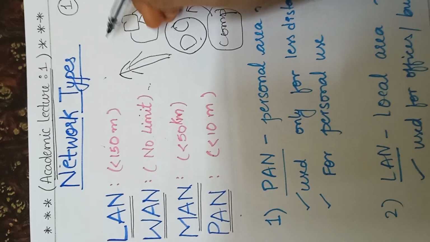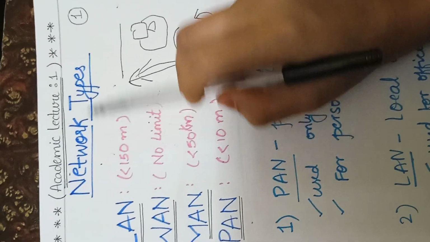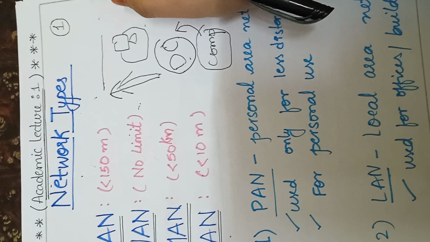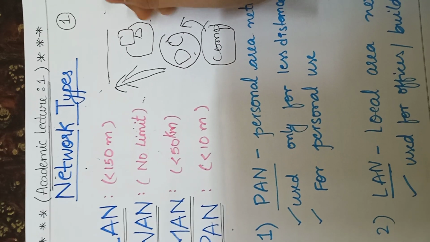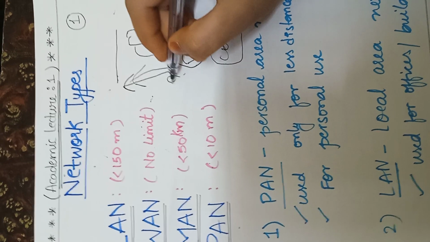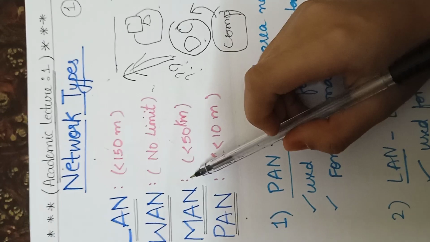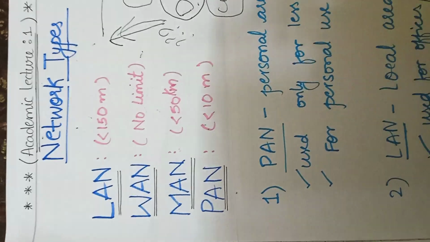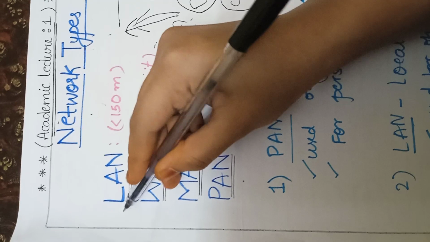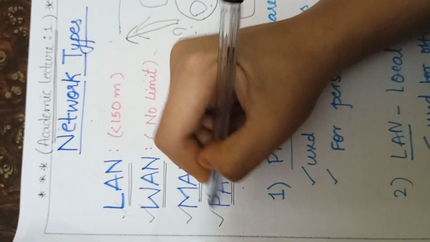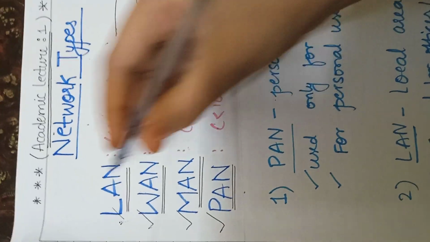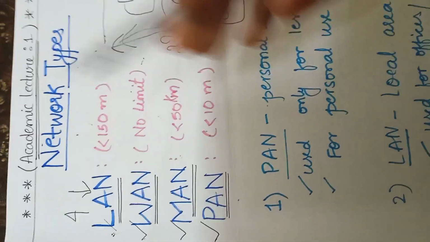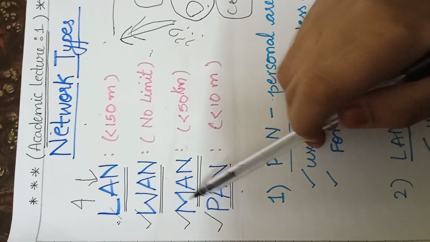So let's start with the topic, network types. Basically, how will you connect a basic computer or a device in a network? Hope all of you are thinking about it. In order to connect your computer or any device, you need to follow some basic network types. Those are divided into 4 types. We will talk about these types one by one: LAN, WAN, MAN, and PAN.